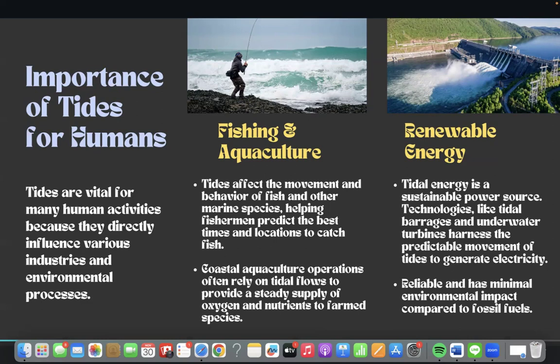We also use tidal energy as a sustainable power source. Technologies like tidal barrages and underwater turbines can harness the predictable movement of tides to generate electricity. They're also more reliable and have minimal environmental impact compared to fossil fuels.